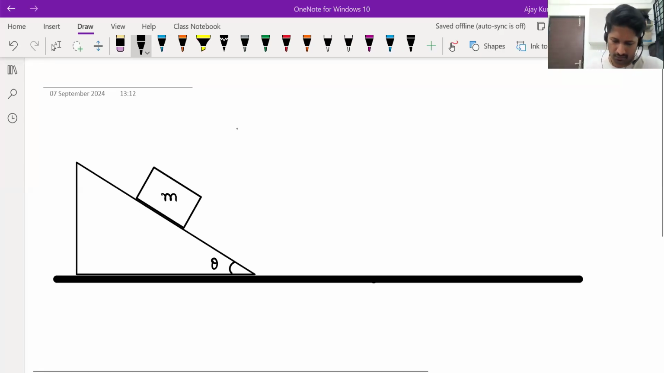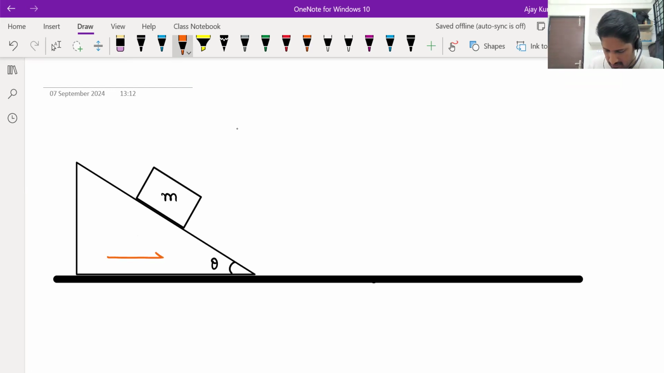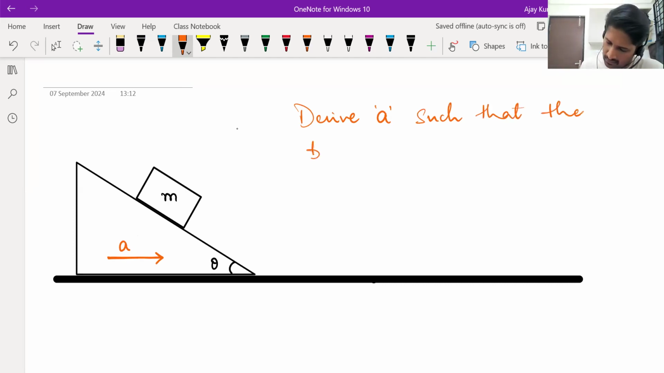Okay, so by applying some force, imagine you are accelerating the wedge to the right. Fine. The question is to derive the amount of acceleration A such that the block does not slide along the wedge.